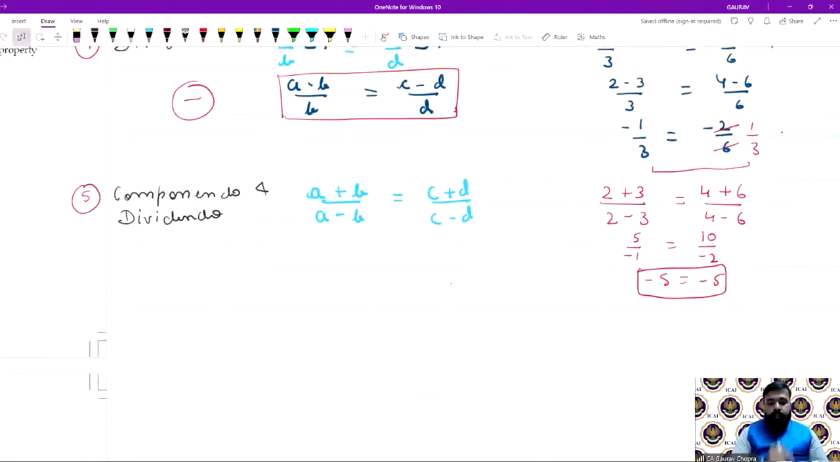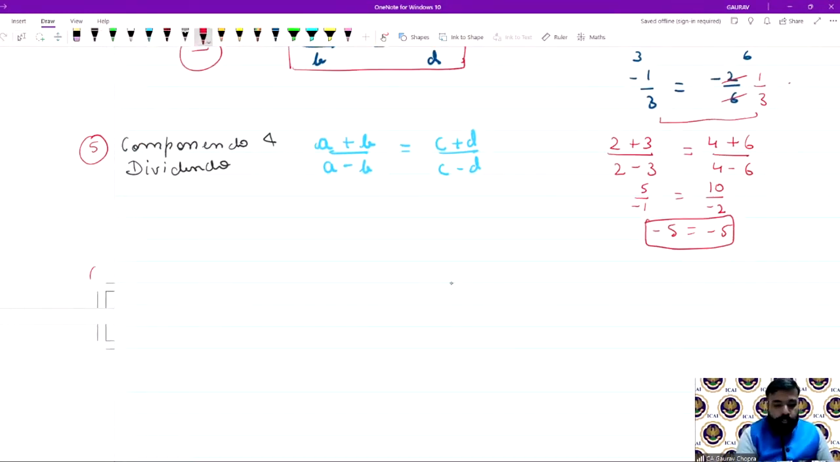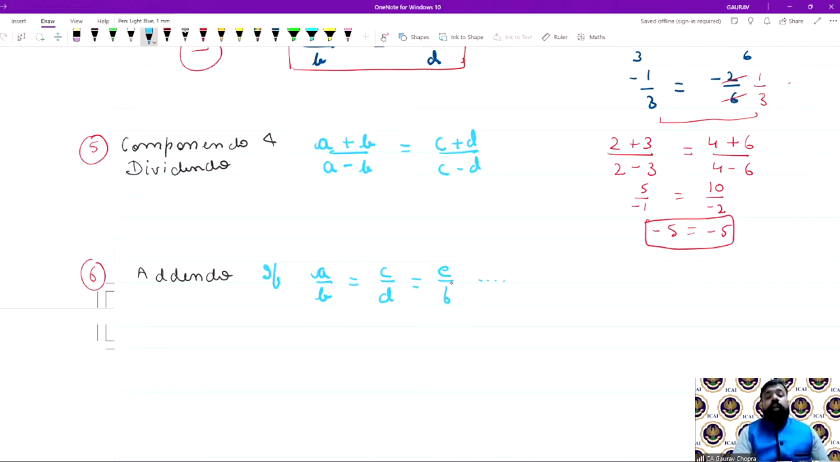Now we are coming to the last property, that is property number 6. Property number 6 is known as addendo. Now, this time, what we have to do? We have to add each and every term. Let's say, if we are given that A by B is equal to C by D is equal to E by F, and so on. This is given. So, if we apply addendo, addendo means add all the numerator values and add all the denominator values. So what we get?